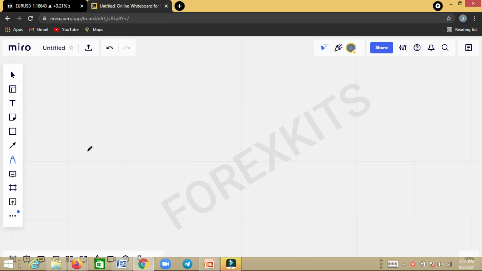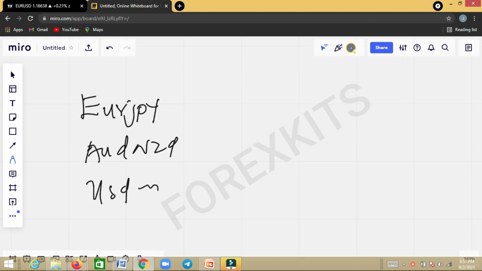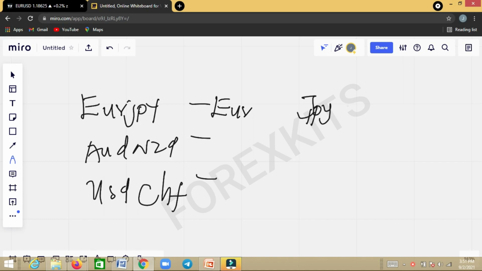So for example, let's just write them out. Euro, JPY, Japanese yen, AUD, NZD, USD, CHF. Sorry about that, USD, CHF. So let's go into it. What is the base currency here? The base currency here is what? Euro. And then the core currency is what? JPY. So that means that the prices are going to be quoted in Japanese yen. So it's going to be something like 273.46.